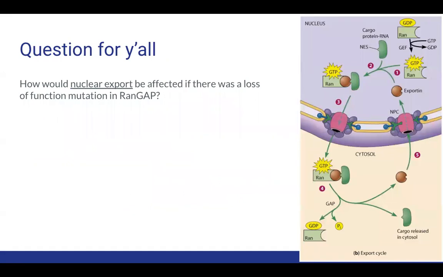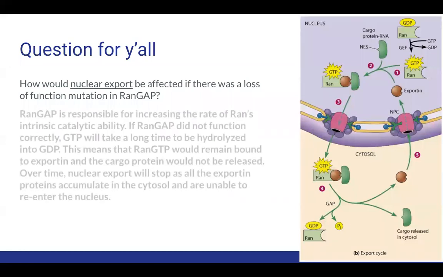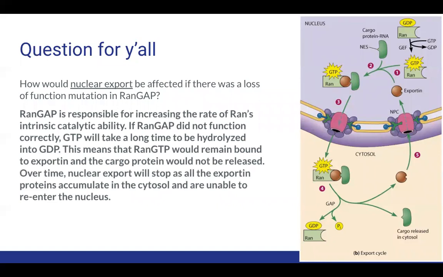And for you guys, how would nuclear export be affected if there was a loss of function mutation in RAN-GAP?